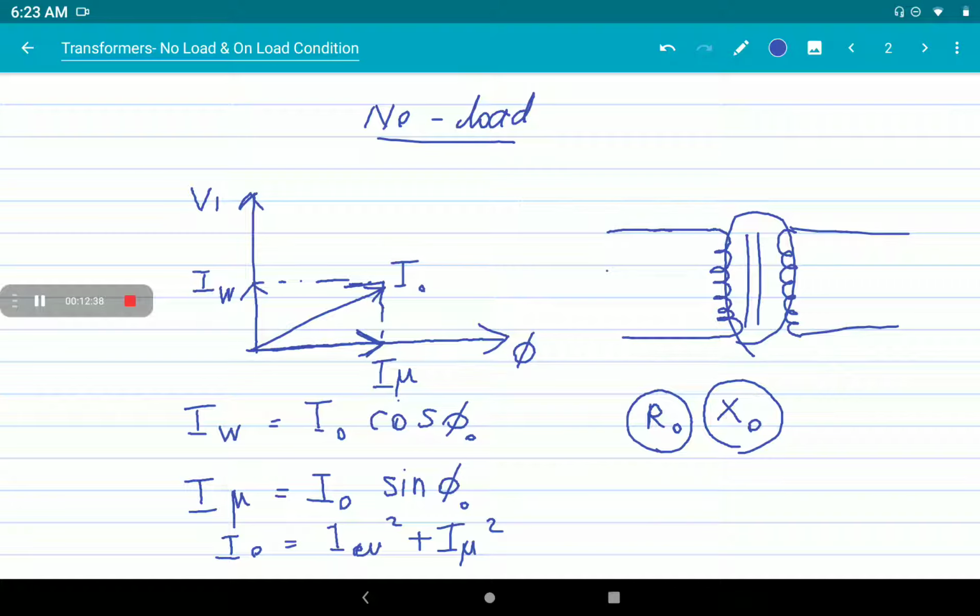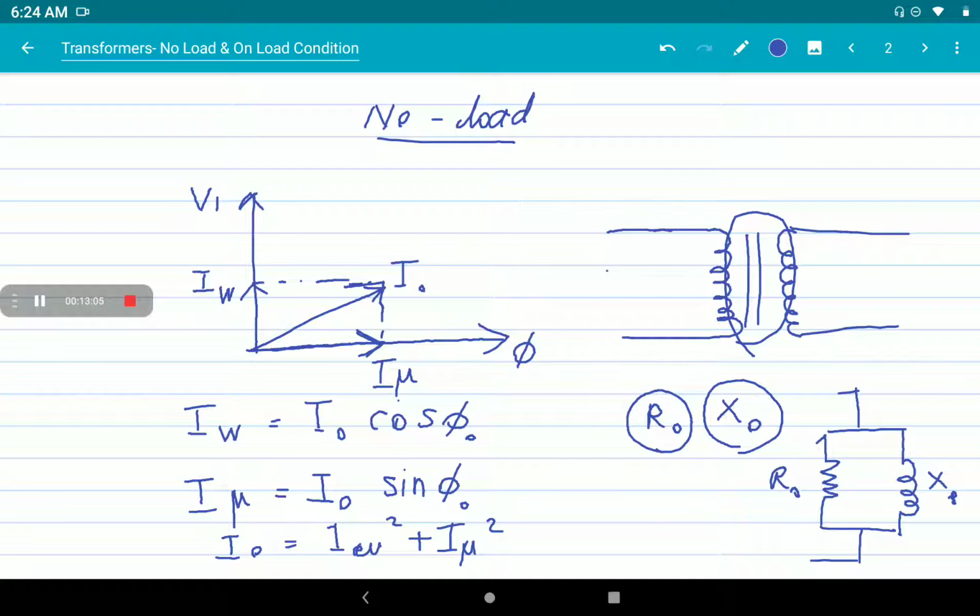So there will be these two components. We can represent the core as a parallel branch with a resistive component and a reactive component. When we represent the primary winding, we have to consider the core losses as R0 and X0.